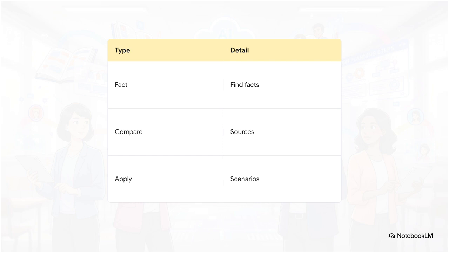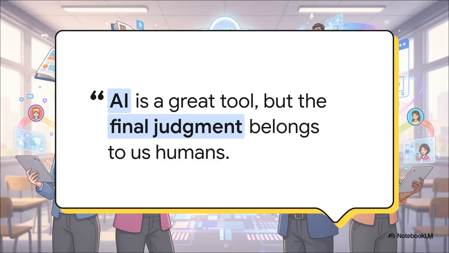The possibilities are huge. But here we need to pause and dive into a fundamental rule of critical learning. Honestly, this might just be the most important takeaway of this whole explainer. AI is a fantastic tool. It's an incredible assistant, but it is not the teacher. The final judgment, the pedagogical interpretation, and the critical review, that belongs entirely to us humans.